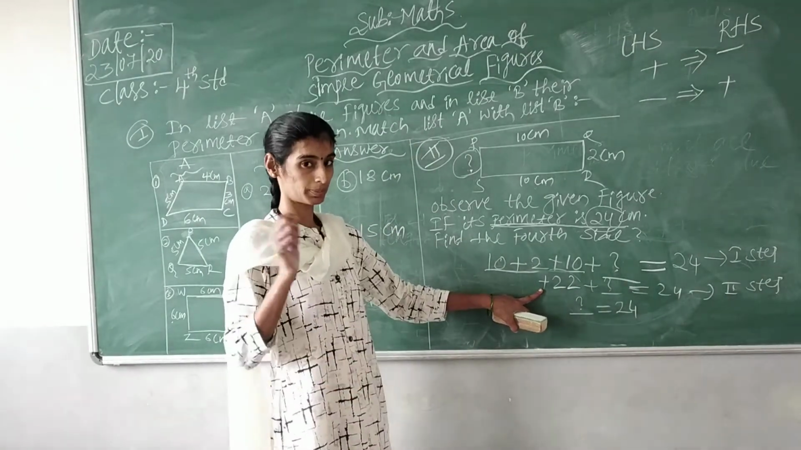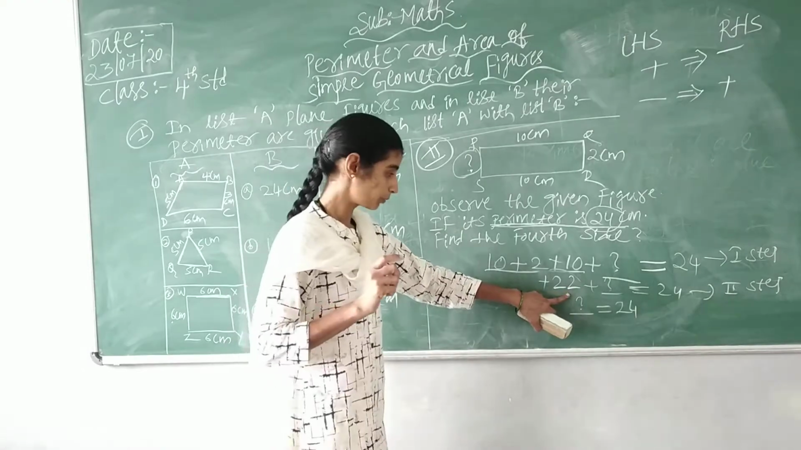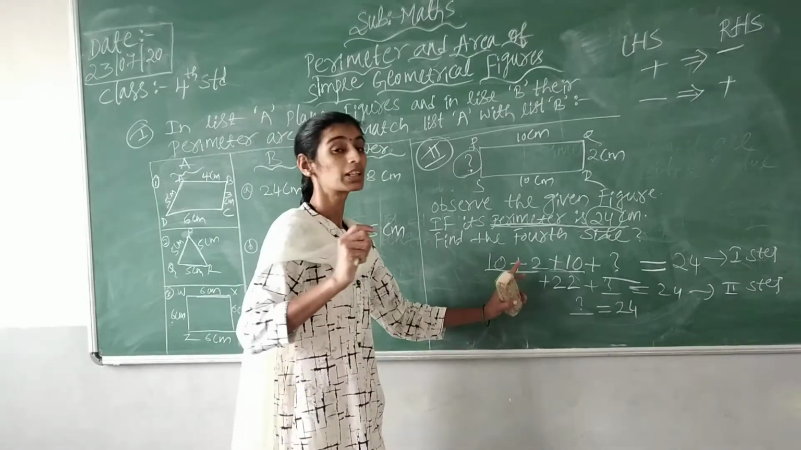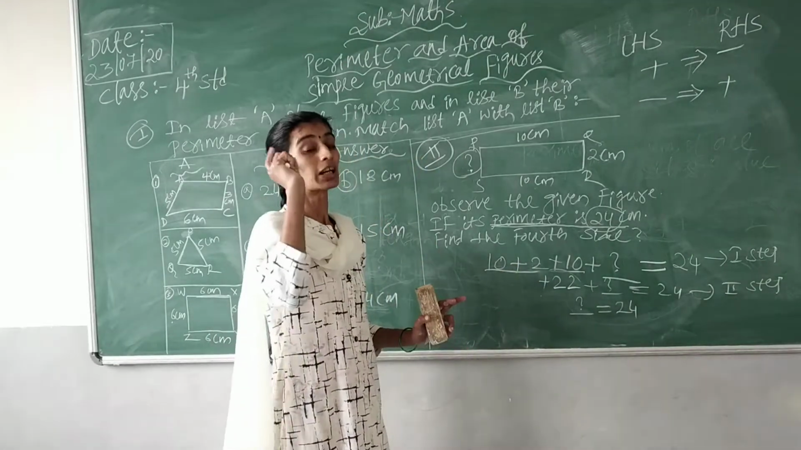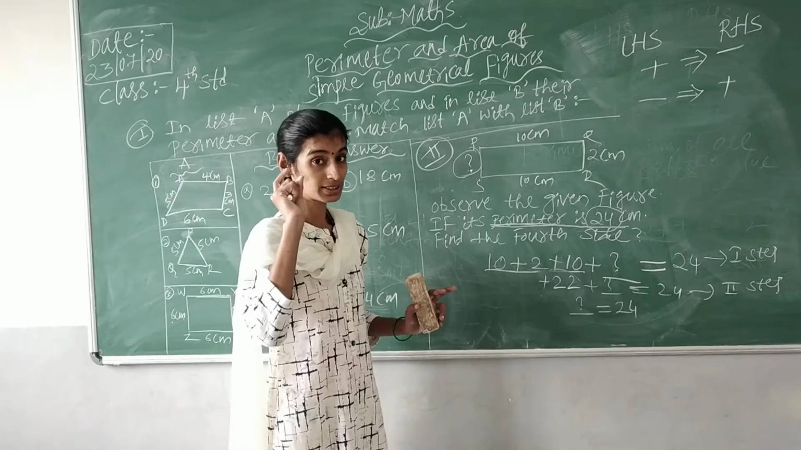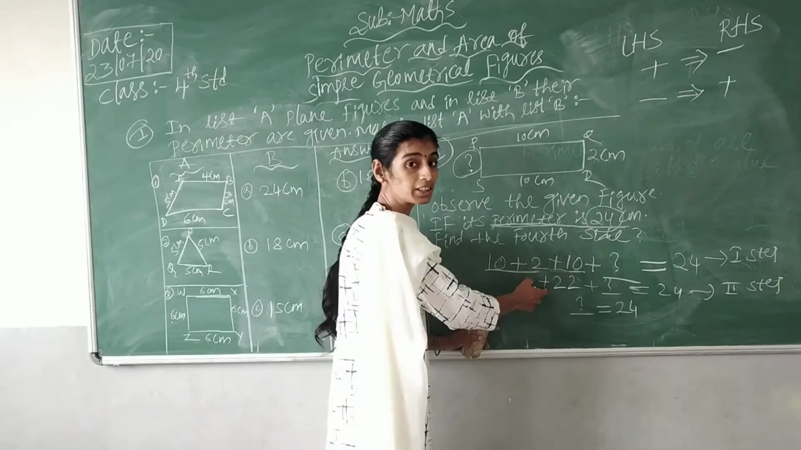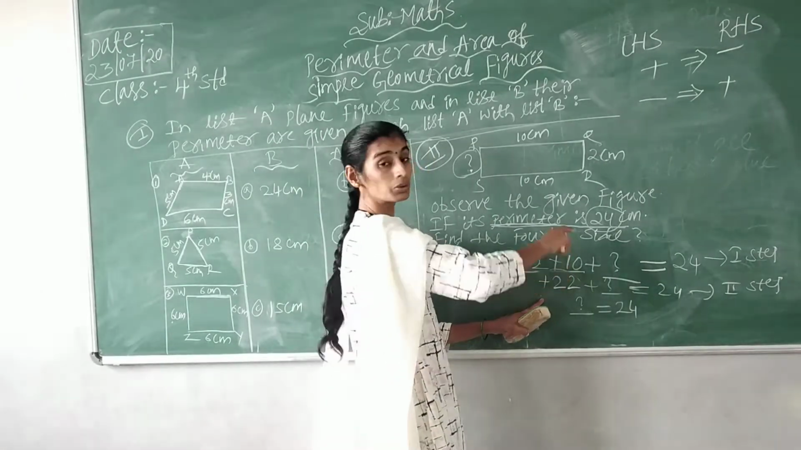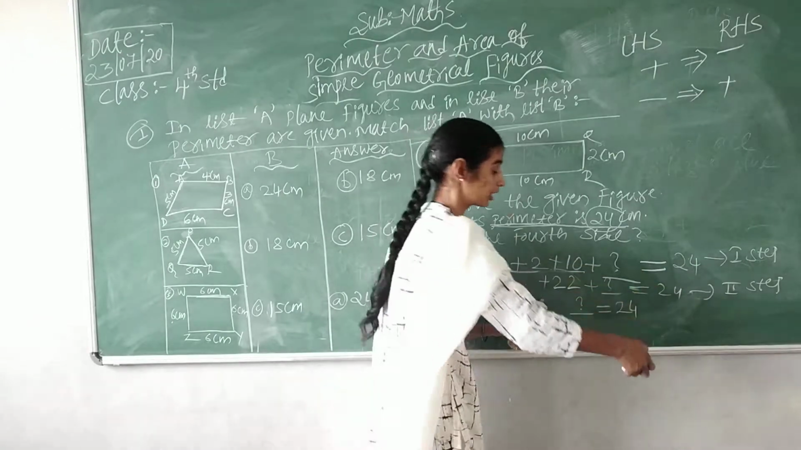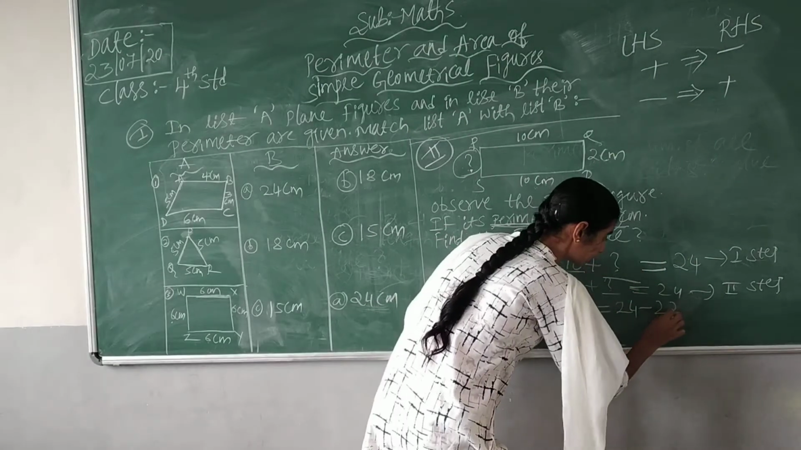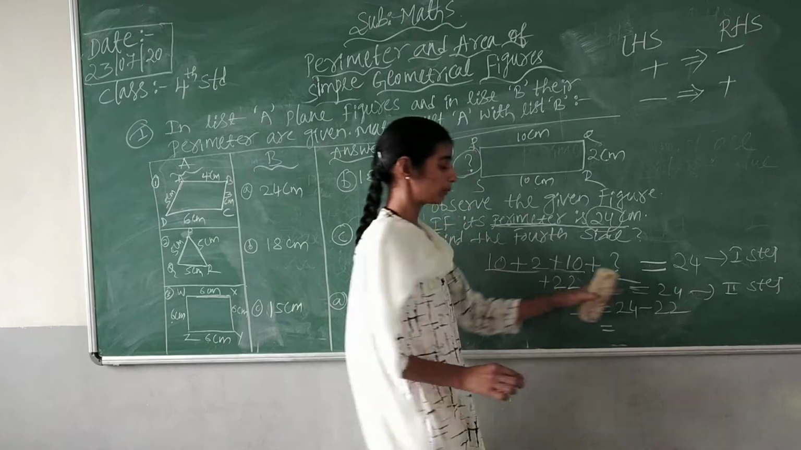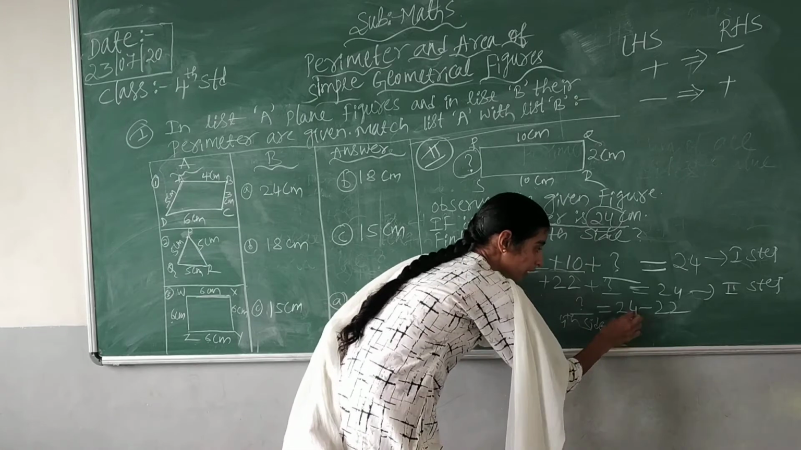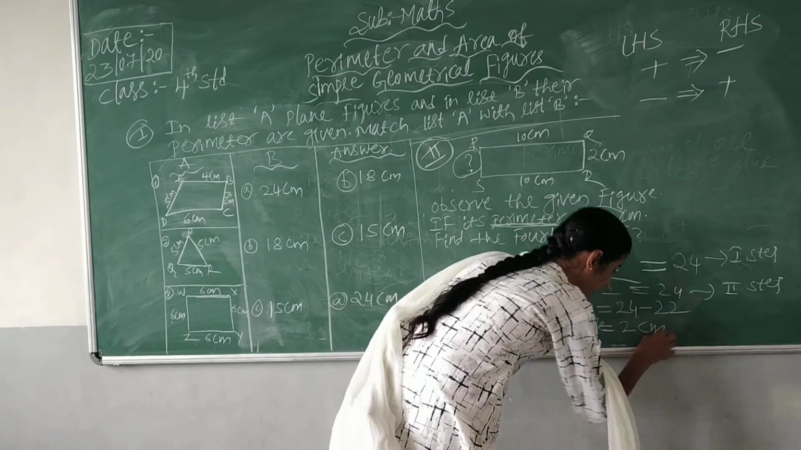I hope, children, in your previous classes you have all learned: if the first value has no sign, it is understood by default that it will be plus. If the first value is minus, we compulsorily use the minus sign. So if we are not using any sign, it is understood to be plus. So now plus 22, if shifted to RHS, will become minus 22. Then what will be my fourth side value, children? 24 minus 22, 2 centimeter.